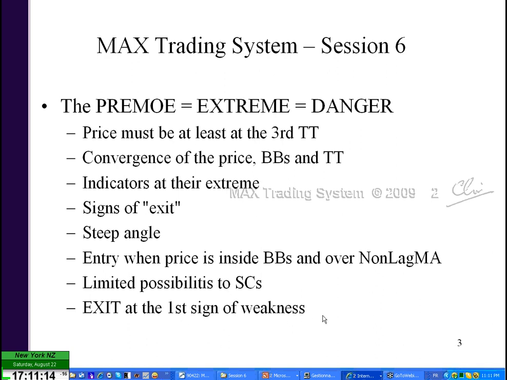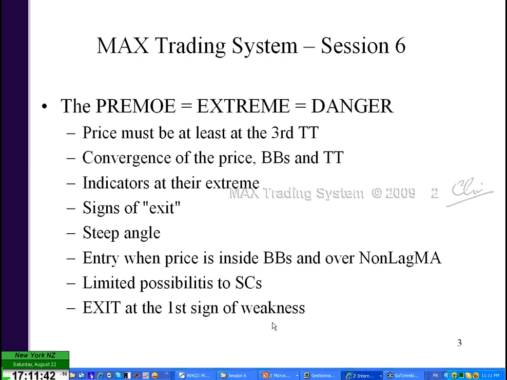And a weakness may appear in different ways. The main sign is the non-lag moving average flattening, but you can also have the situation where the price meets a resistance or a support, which may be a Tiger tunnel, a moving average, the Mo line, the blue balance line, the red balance line, and the price is resting around that resistance zone.